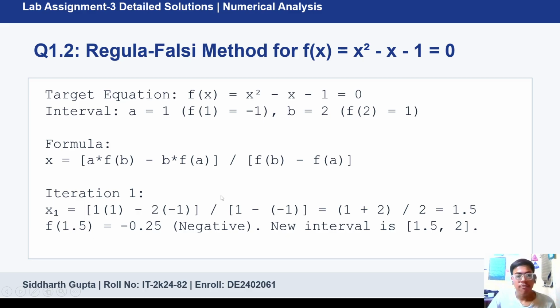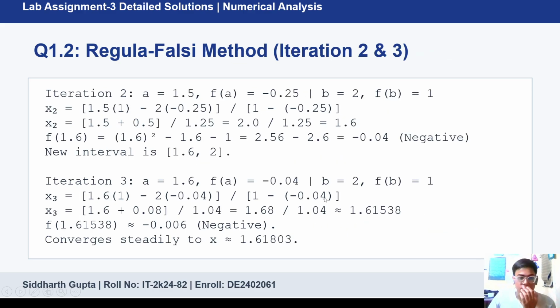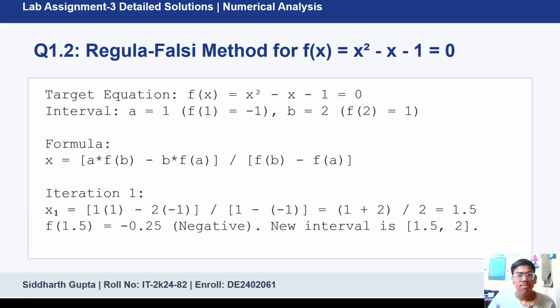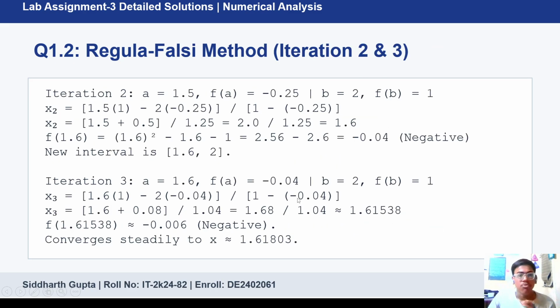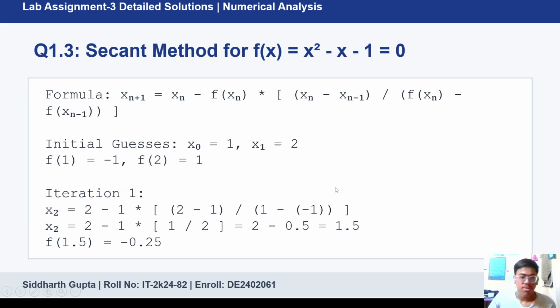Again we will do the same thing. If f of x1 is negative, we will substitute the value of x1 into a, otherwise we will substitute x1 into b. Again we will do the same thing, and in iteration 7 or 8 it will converge somewhere around x is equal to 1.61803. So this is the Regula-Falsi method for this equation, and the root is the same as in the bisection method, but it takes a lesser number of iterations.